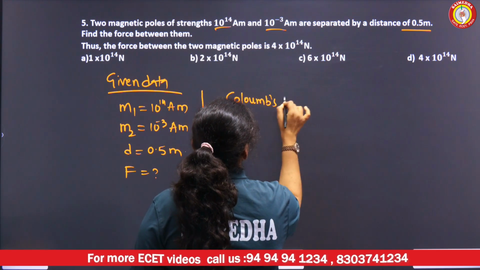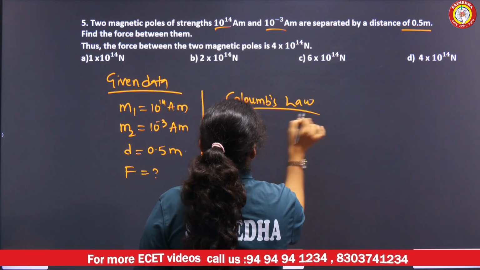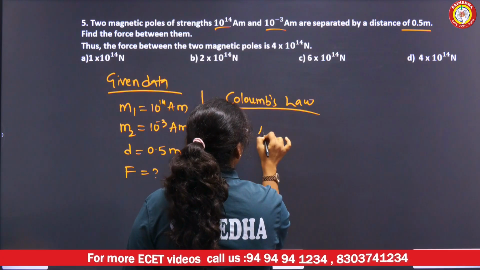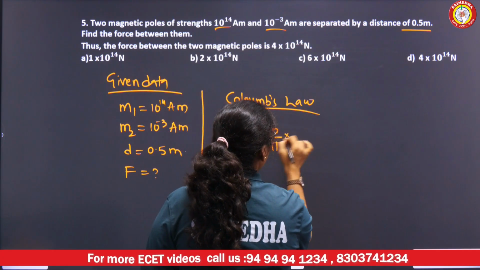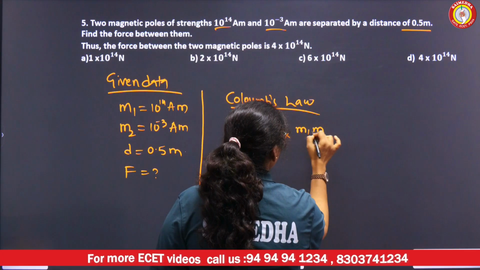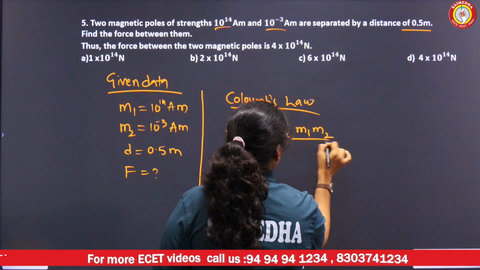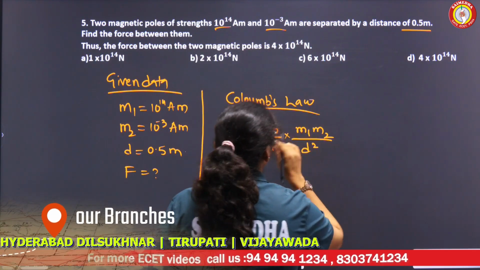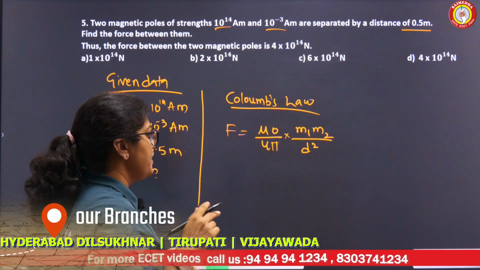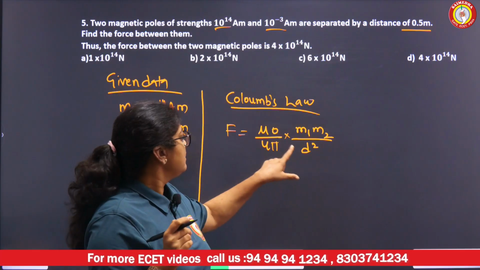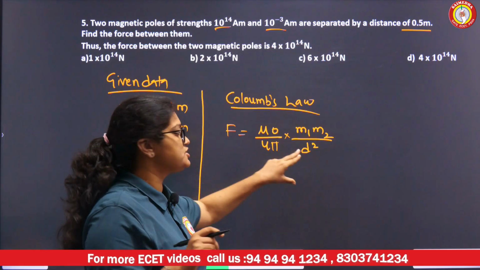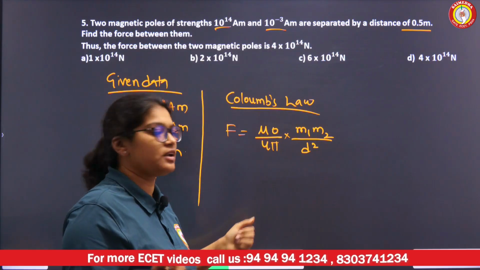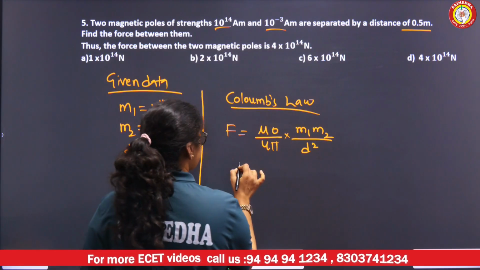Coulomb's law. The formula for this: F is equal to mu naught by 4 pi into m1 m2 by d square. So if they give the two magnetic moments and ask to find the force, use this formula. If the force is given and they ask to find the distance, use the same formula. Clear? So let's substitute the values now.